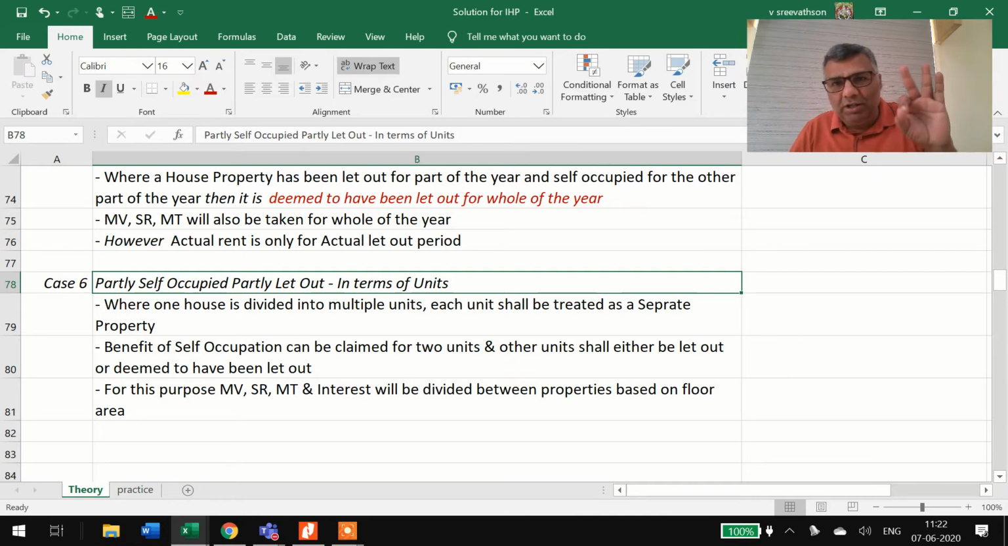And if all the 3 floors have a kitchen and all the 3 floors are occupied by the owner, it is 3 units, and 1 unit is deemed to be let out. Okay, sir.